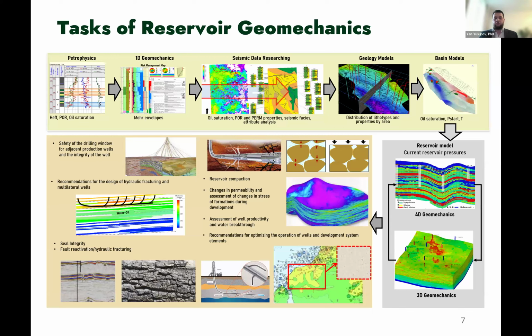1D geomechanics is the modeling of mechanical properties and stresses along one offset well, and transferring of this geomechanical model to a project well. After this, using seismic data, research in the depth domain, and using the geological model, reservoir model, and basin model, we can start building a 3D model. A 3D model is modeling of mechanical properties and stresses, but not along one well; it is in the volume of the entire field, or maybe in the volume of a sector of the field.